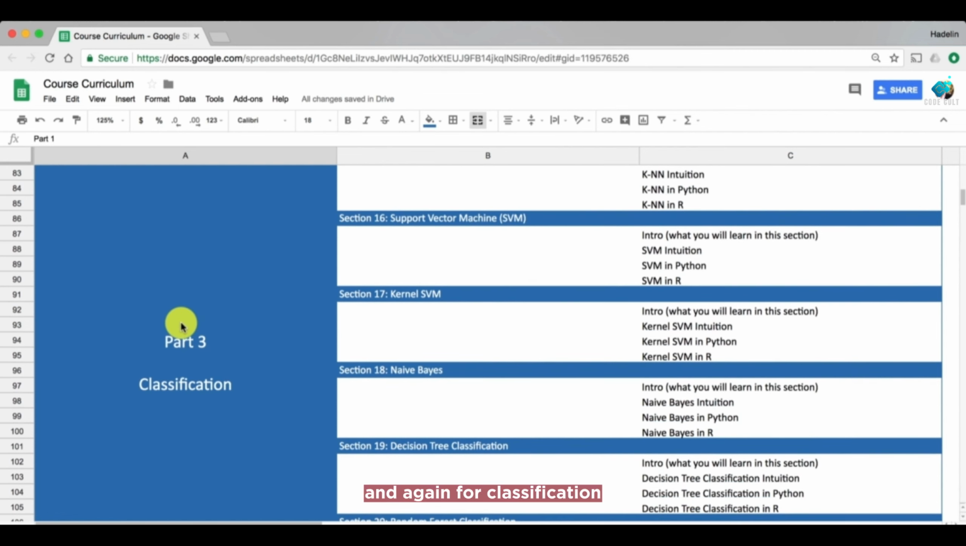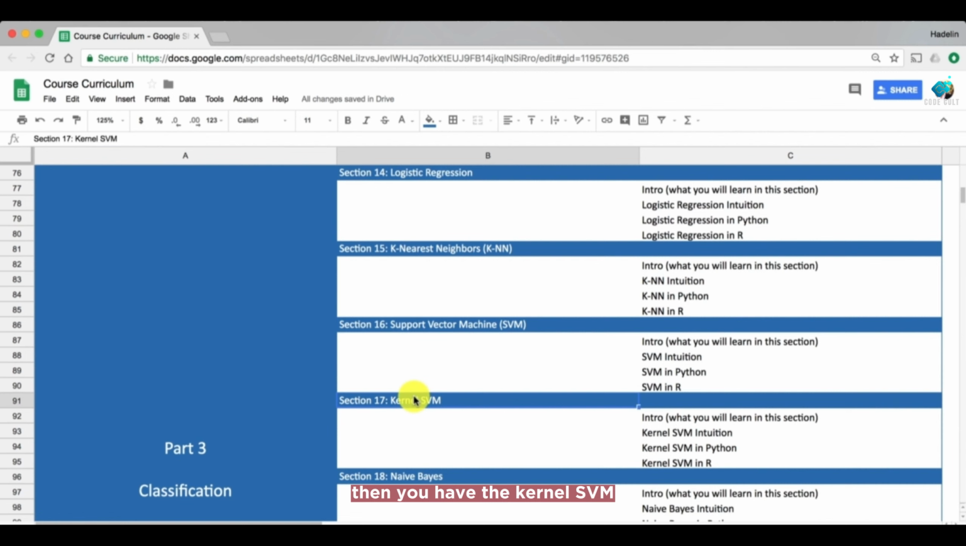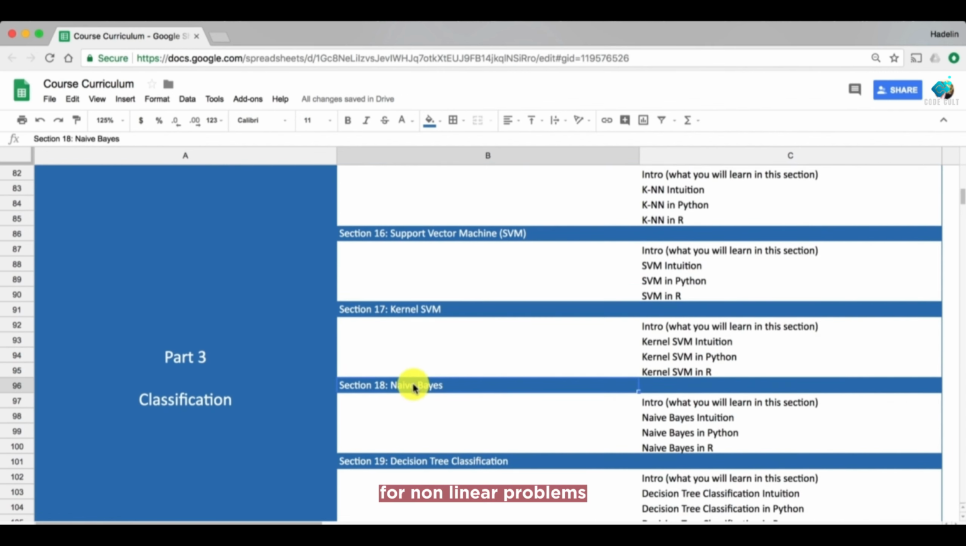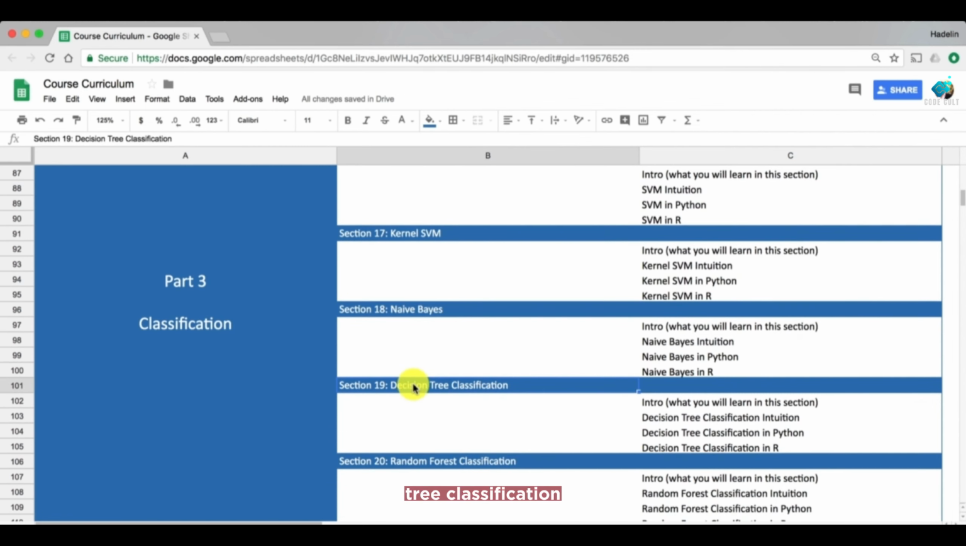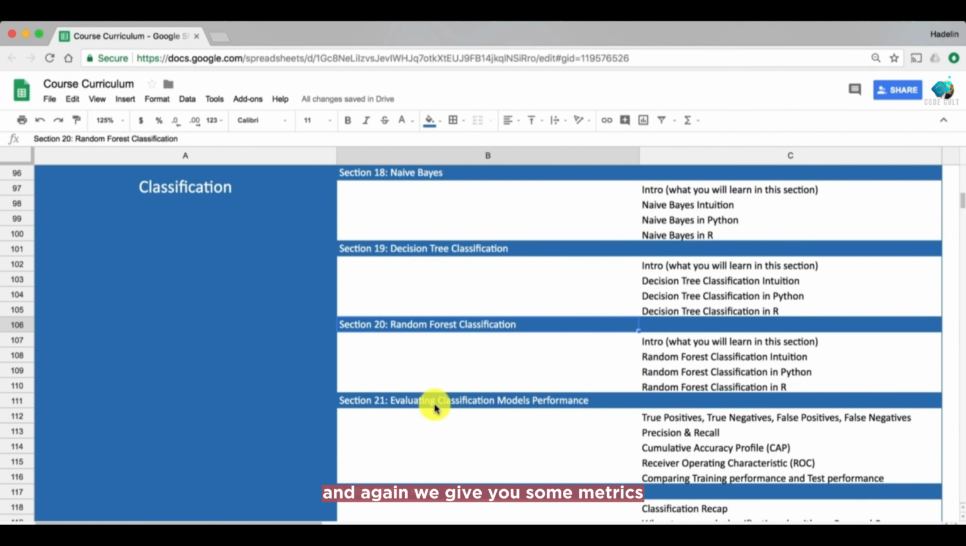And again, for classification, you have several classification models. The most classic one, but yet powerful one, is logistic regression. Then you have the KNNs, then you have the support vector machine, then you have the kernel SVM for nonlinear problems, then naive Bayes, for when you want a probabilistic approach, then decision tree classification, random forest classification, and again we give you some metrics to evaluate the performance of your classification models.